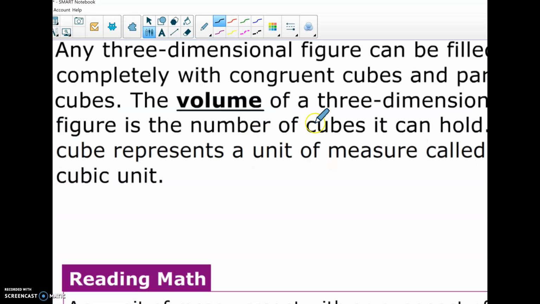And you can pause the video at any time if you need to. Okay? The volume of a 3D figure is the number of cubes it can hold. It's the amount of cubes that fill up the space inside. Each cube is called a cubic unit, or a cubic meter, or a cubic inch, depending on the measurement that everything's measured in.